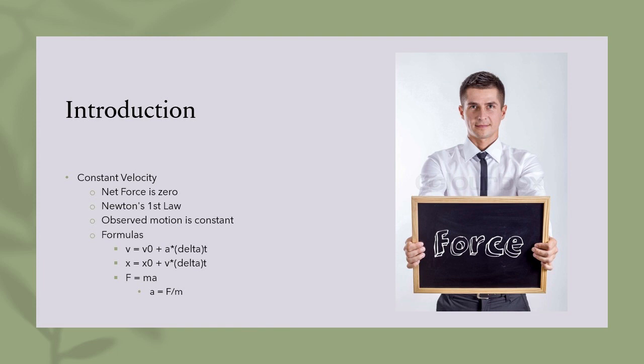To model these motions, we are going to be using three formulas. The first one is the velocity update formula, and this formula is used to figure out velocity when an object experiences some level of acceleration. However, since the net force is zero in this case, we should not experience any acceleration, so the initial velocity should equal the final velocity.